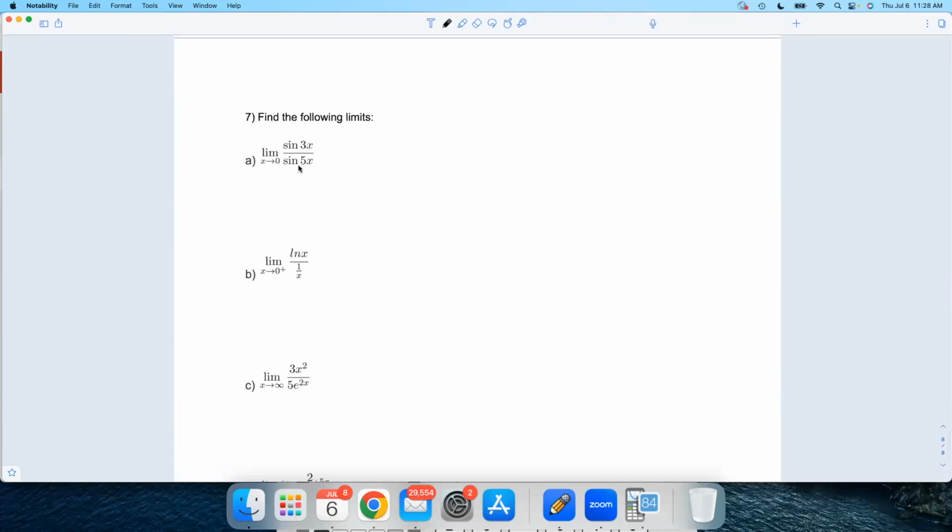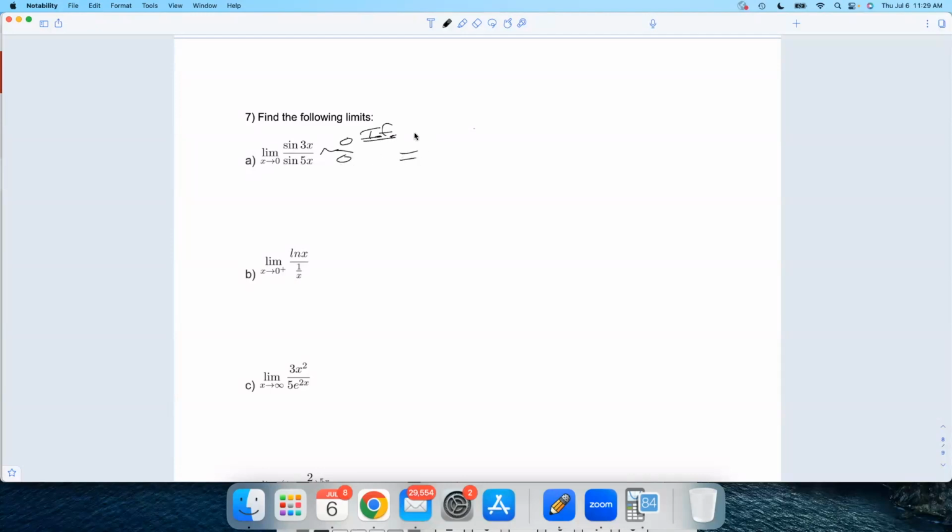Okay, so to find these limits, first we got to check which type of indeterminate form we have. So try plugging it in. If somebody asks you to take a limit, the very first thing you do is try plugging it in. So if I plug in 0, I get sine of 0, that's 0. Sine of 0 is 0. This goes like 0 over 0. That's my indeterminate form. Then I can use L'Hopital's.